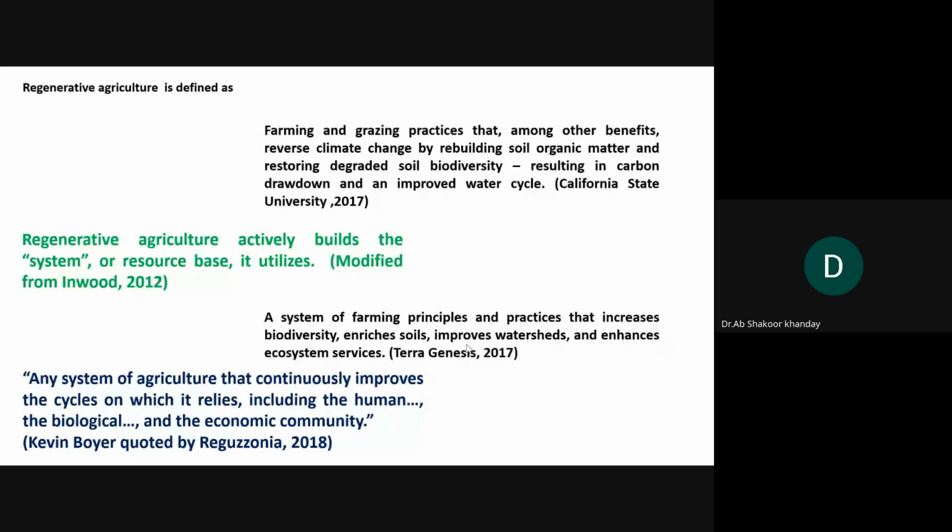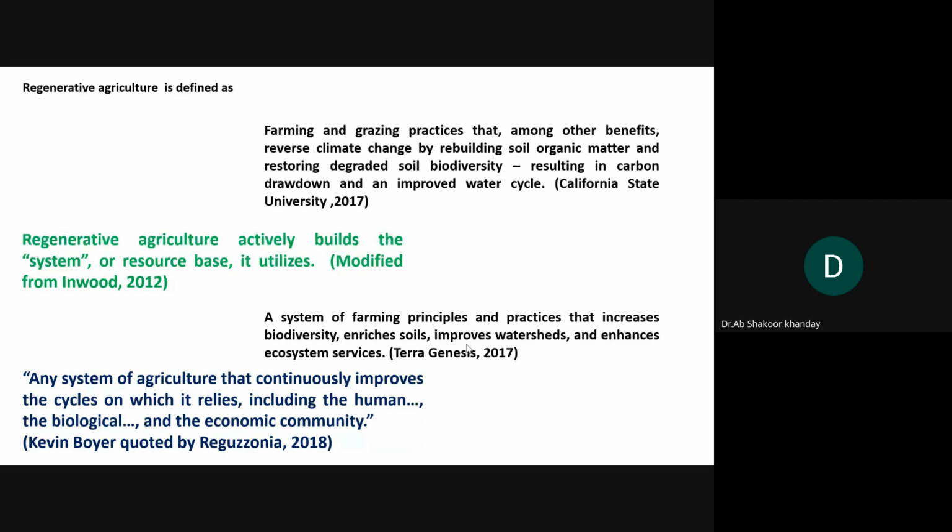And this results in carbon drawdown. As I have already told you, this is the basic principle under the current scenario of changing climate: we are aiming for much more carbon sequestration and an improved water cycle. Improved water cycle means the retention of water on the surface of the soil is improved, and then its infiltration into the soil is improved.